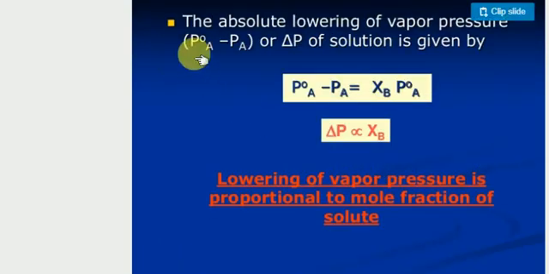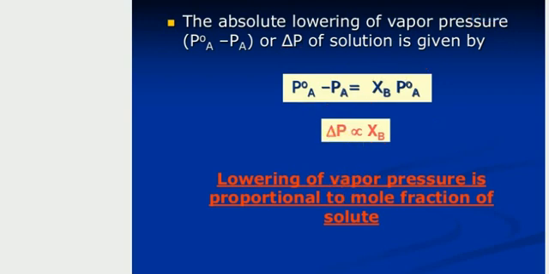Here, the absolute lowering of vapor pressure is equal to P naught A minus PA, which is equal to delta P. That is nothing but the change in the vapor pressure. The change in the vapor pressure is directly proportional to the number of moles of solute particles and the vapor pressure of the solvent only. Delta P is nothing but the lowering of vapor pressure. So if you consider the lowering of vapor pressure, we will go to the next slide.